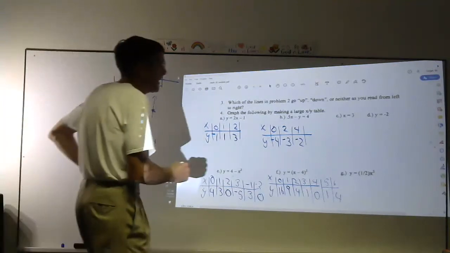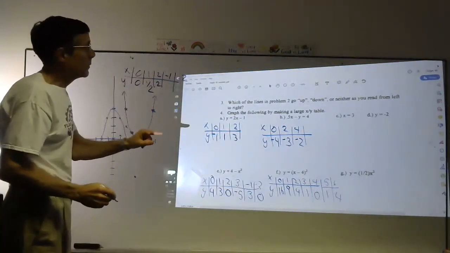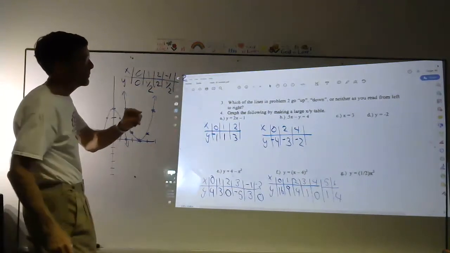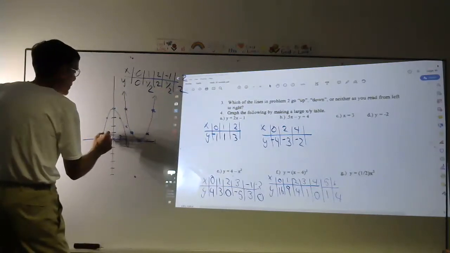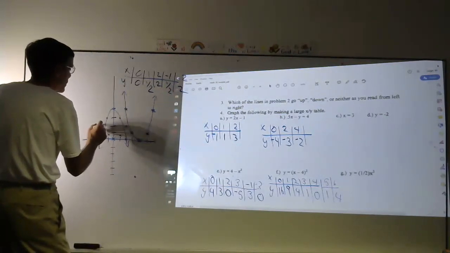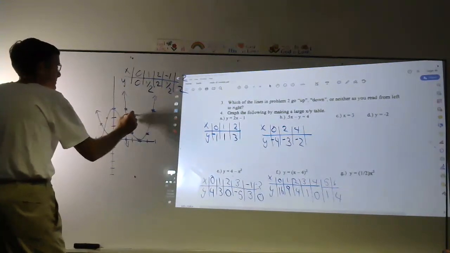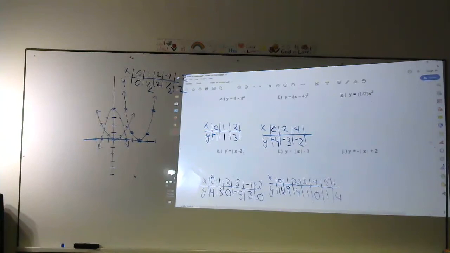So I need to use some negatives. Let's do negative 1 and negative 2. Negative 1 squared is a positive 1 times 1/2 is 1/2. Negative 2 squared is a positive 4 times 1/2 is 2. So negative 1 goes to 1/2 and negative 2 goes to 2. You can see it. There it is. Your parabola, okay? So you should be able to graph parabolas and straight lines.